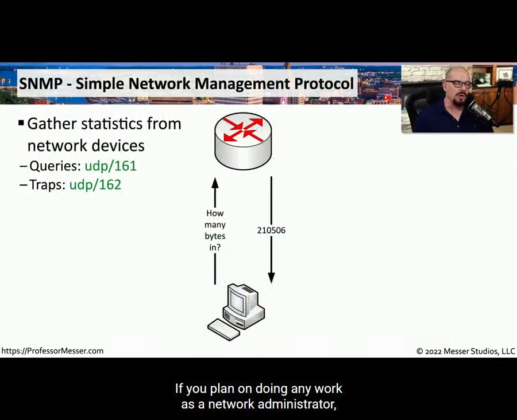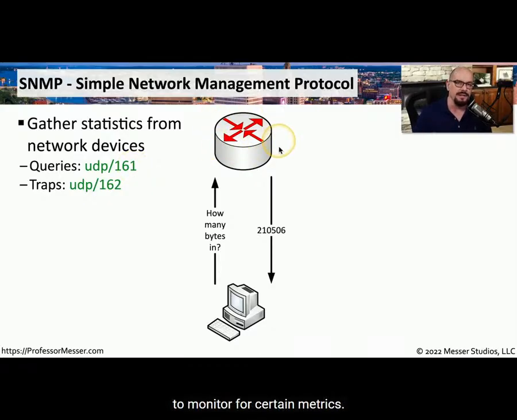If you plan on doing any work as a network administrator, you'll become very familiar with SNMP, or the Simple Network Management Protocol. SNMP allows a network management device to query these infrastructure devices for performance details and receive those metrics in return. This uses UDP port 161 to perform these queries. You can also configure the infrastructure device to monitor for certain metrics, and if it exceeds any of those metrics, it can send an alert to the management station. We refer to these alerts as traps, and the traps use UDP port 162.